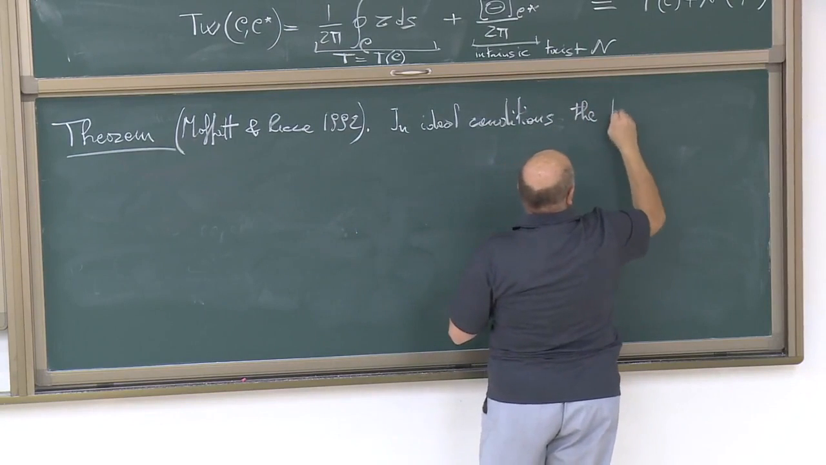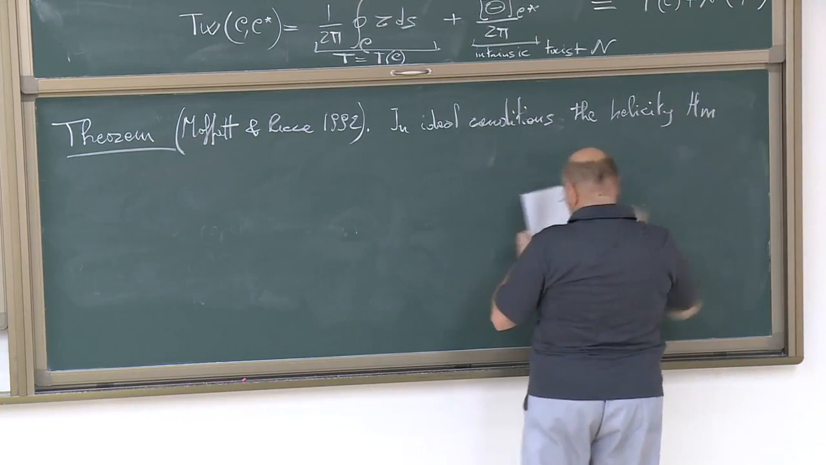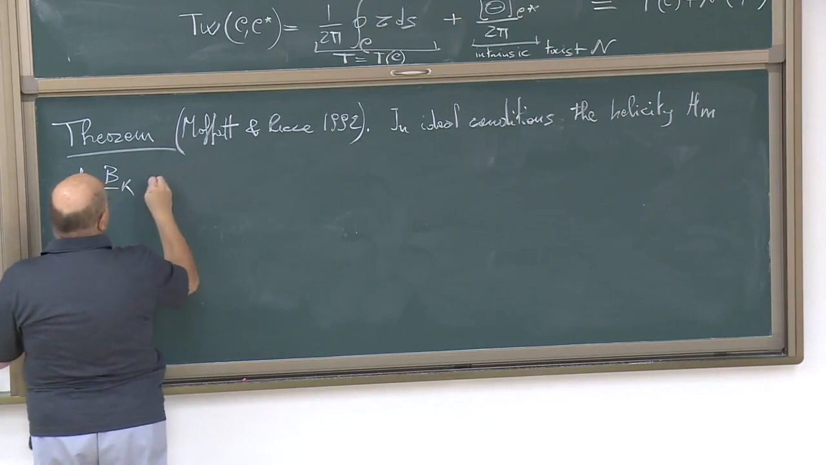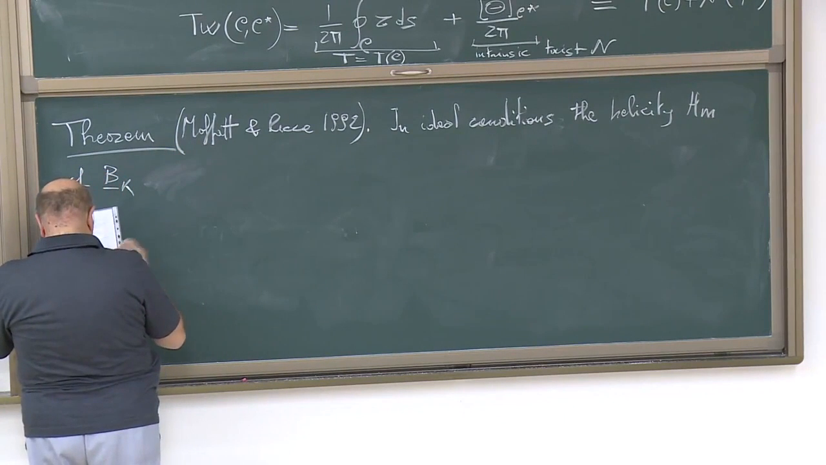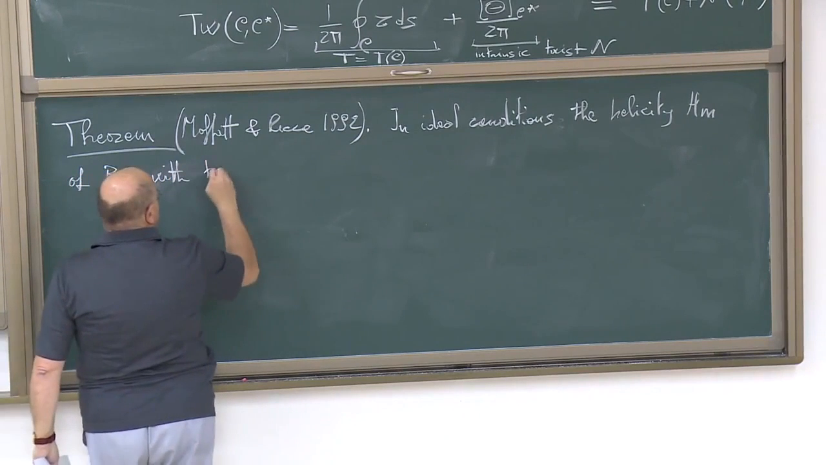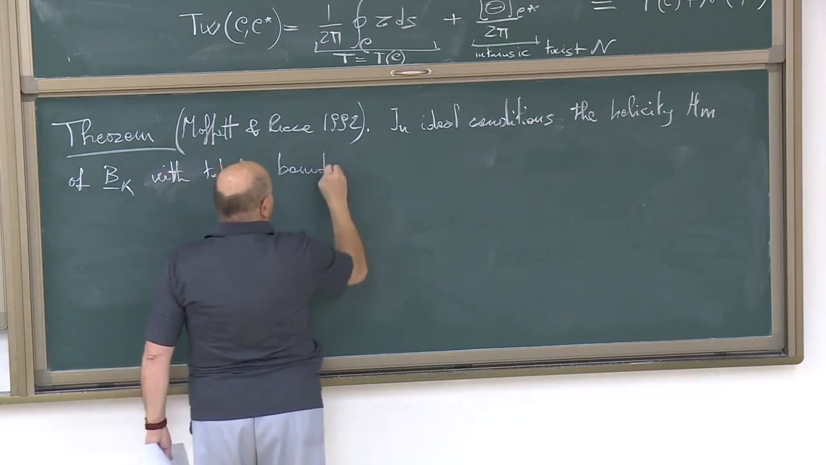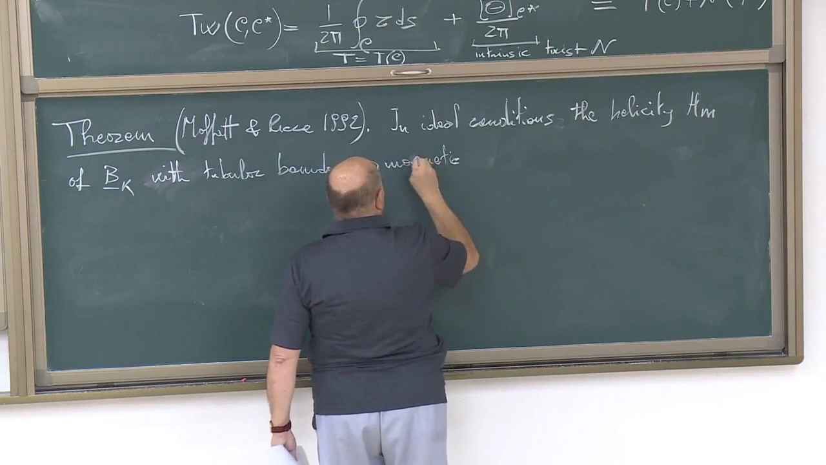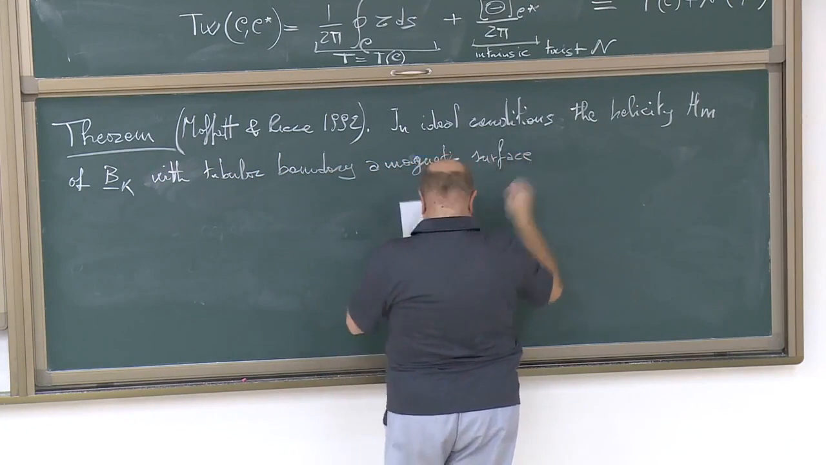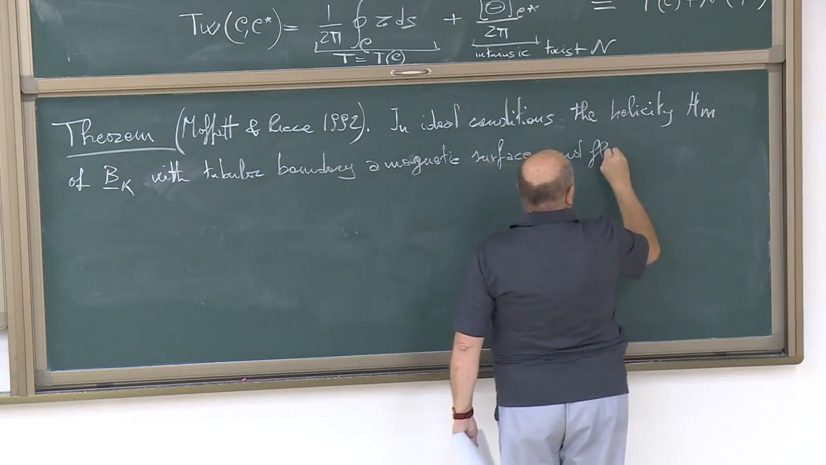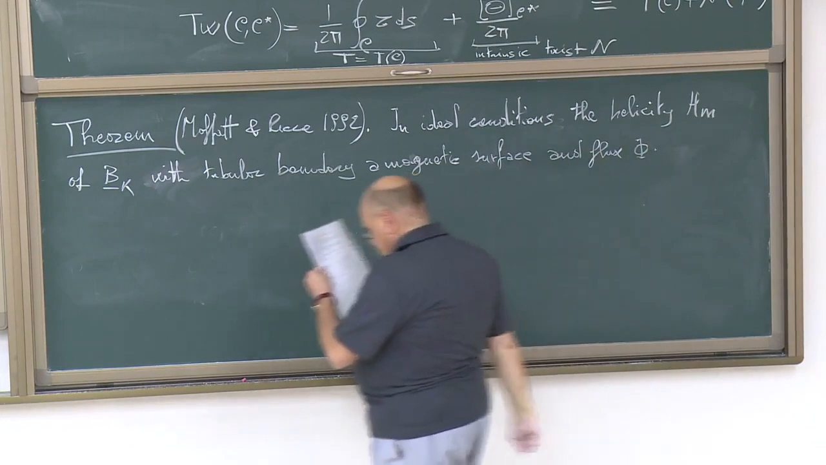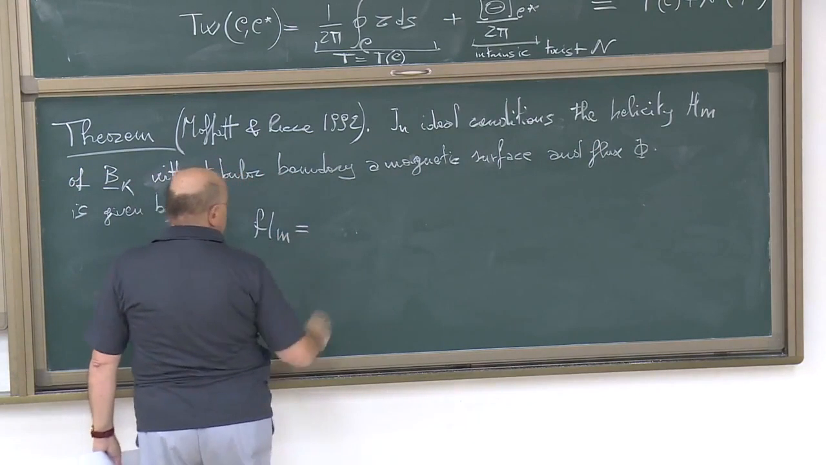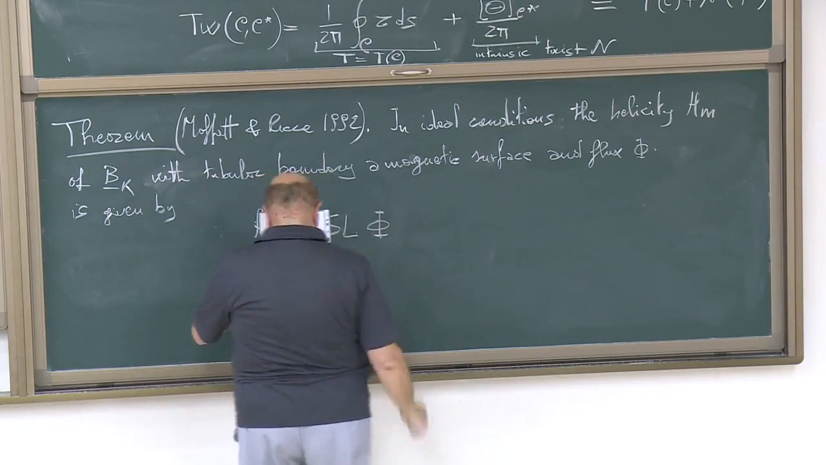The helicity H_M of a magnetic knot B_K, centered on the knot with a tubular boundary, a magnetic surface, and flux phi, is given by H_M equal to the self-linking number times the flux phi squared.